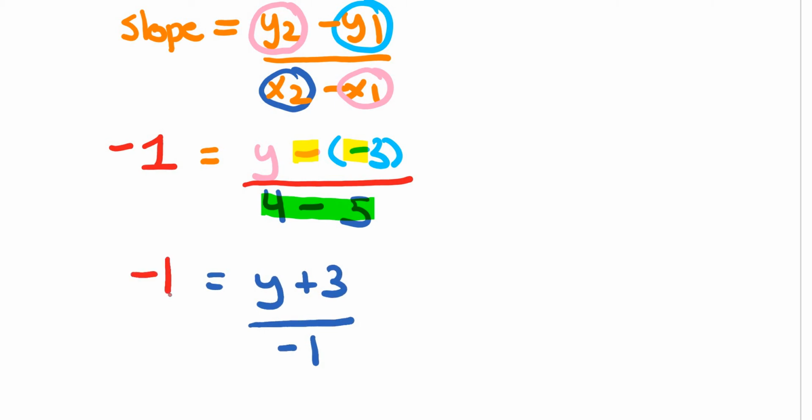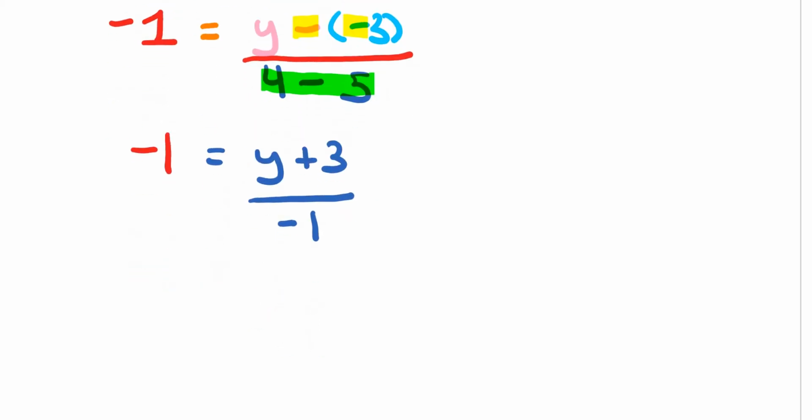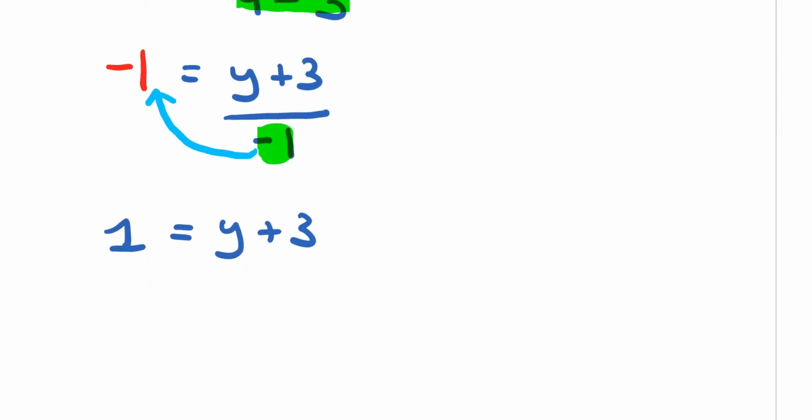Then I also have a -1 over here on the left-hand side. Okay, this is looking pretty good now. So here's a -1. I can get rid of that by multiplying that with the red -1. So -1 times -1 is going to be +1. All right, and after that, I can subtract 3 from both sides.